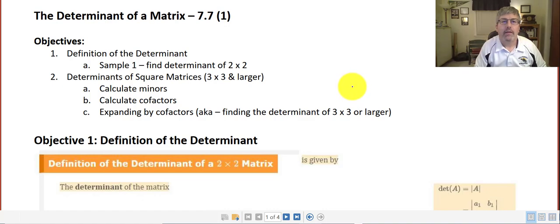Welcome back. The objectives of this video are to define the determinant, and we'll do a sample with that to find the determinant of a 2x2 matrix. We'll also explore determinants of square matrices, so 3x3 and larger. We'll calculate the minors and cofactors, which we will need in order to define the determinant. And we will do an exercise called expanding the cofactors, or finding the determinant of a 3x3 or larger matrix.